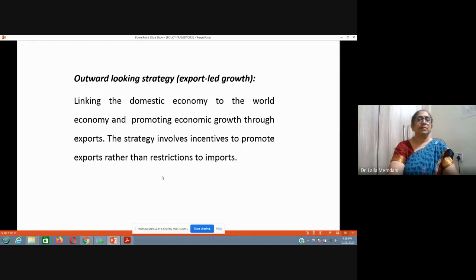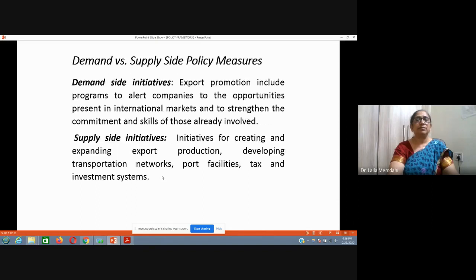And slowly in the 80s and 90s, it was realized that just import substitution strategy is not enough. We have to actively promote our export, because our industries were becoming more and more inefficient. They were not competitive enough. They were supplying inferior products at higher price. And all this led the government to change the strategy to outward looking strategy.